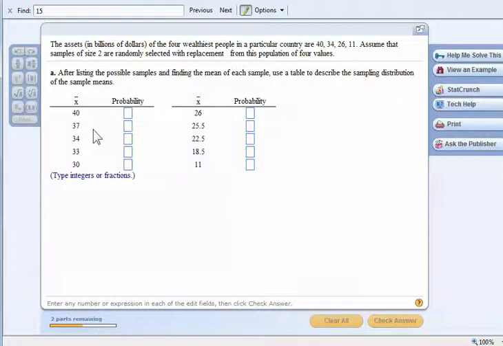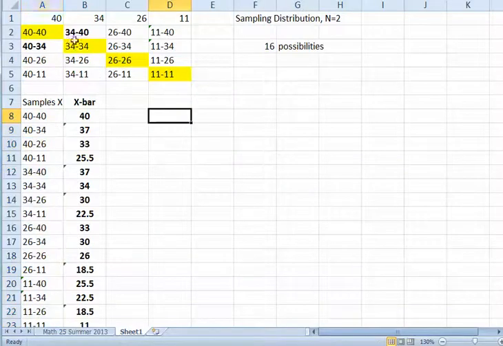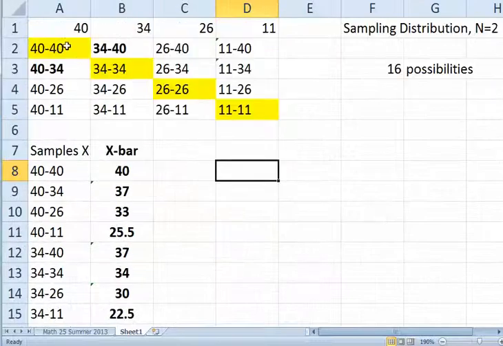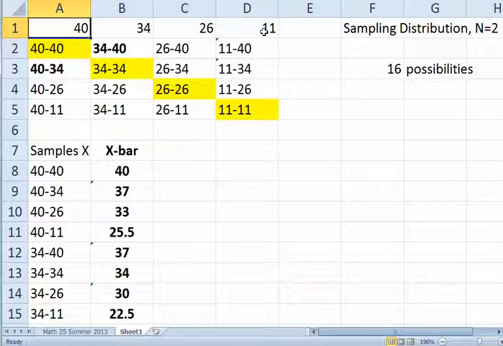And that's really important because we use that as part of our central limit theorem, part of a result of our central limit theorem. So I've got a sheet already that I set up where I took down the 4 wealthiest people's assets in billions: 40, 34, 26, and 11. And then I just listed this.